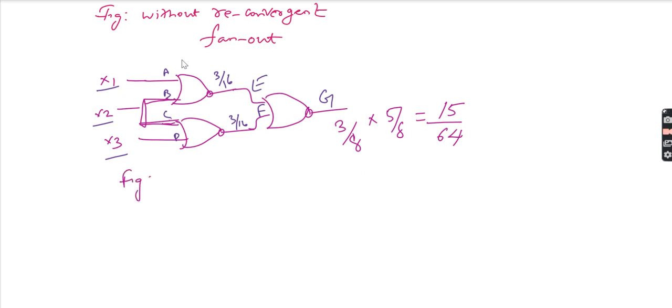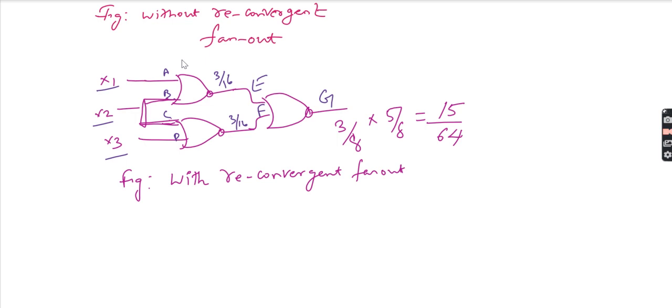So this figure is a circuit with reconvergent fan out, because when you write the combinations, sometimes these two will be more long, you will say. So that is the reason they are written in this way.